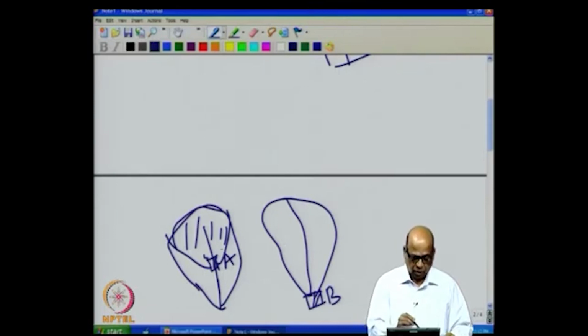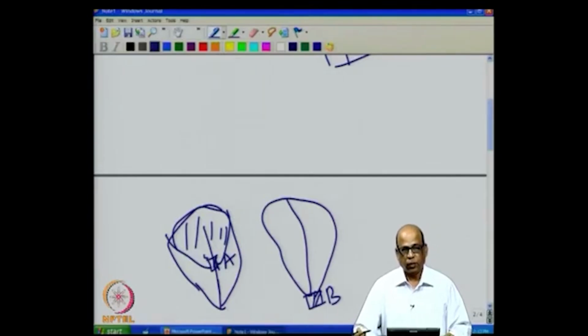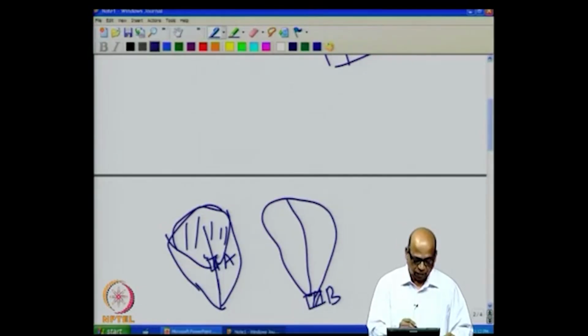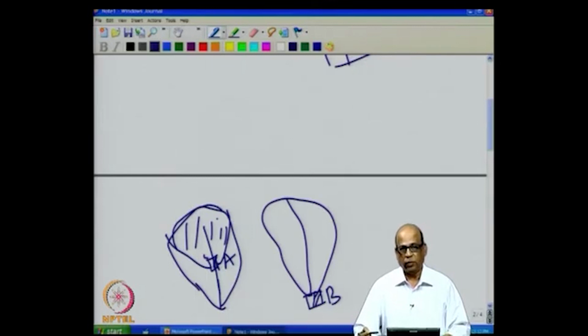Now, if these are hydrologically homogeneous in the sense that their responses are the same to a given precipitation, then the specific flow at B, which is the average flow divided by the total area of this catchment, must be comparable to the specific flow at A, which is the average flow recorded at this location divided by the catchment area.